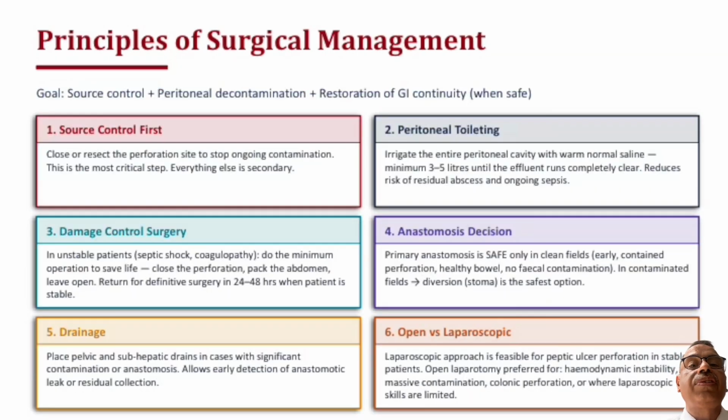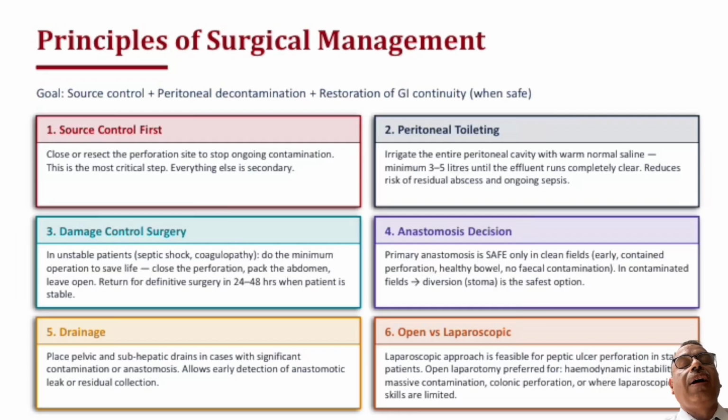Now, what are the principles of surgical management? The goal is source control. That means from where the perforation has occurred, that should be controlled first. Peritoneal decontamination, and then finally restoration of GI continuity if it is safe. The source control is the first thing which should be done, which basically means either resect or close the perforation site to stop the ongoing contamination. That should be the first step. This is the most critical step.